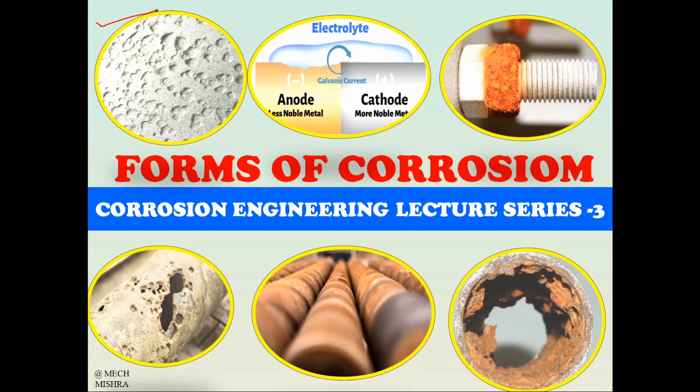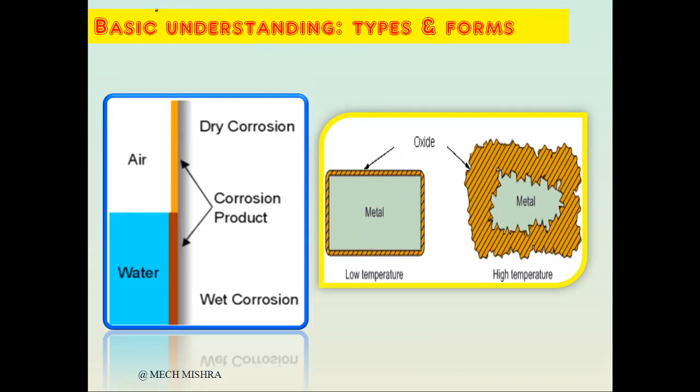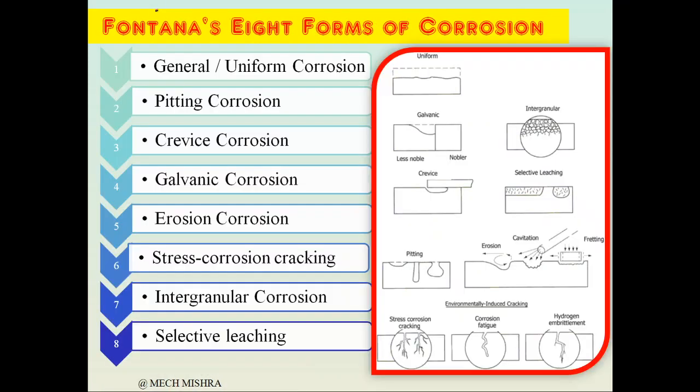So we are in the process of learning corrosion engineering, and it's a lecture series, and now we are on the third lecture of this series. In earlier lectures we have understood the basic corrosion, then the types of corrosion, meaning classification based on dry and wet corrosion. In the earlier lecture we understood in detail what dry corrosion and wet corrosion are; those were the types of corrosion. Now this lecture series basically comprises the forms of corrosion.